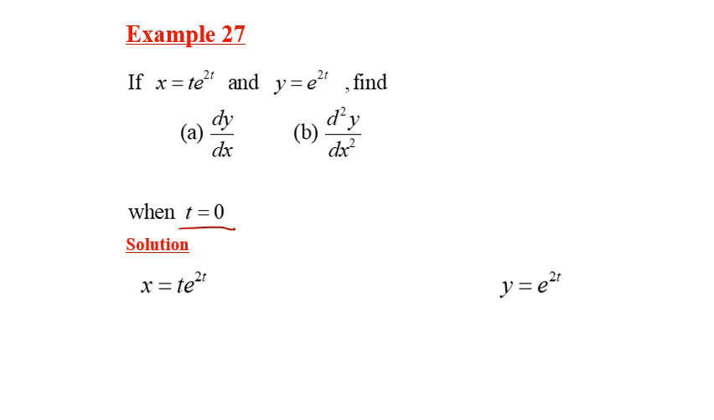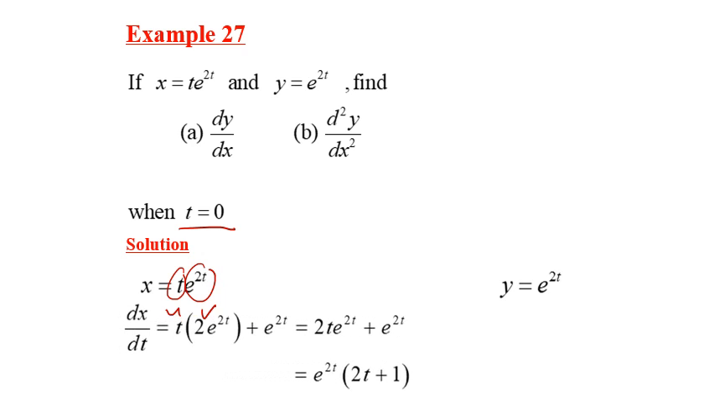So firstly, t e to the power of 2t. Remember, in this case we actually have two terms, so you have to apply the product rule. We know u is t, so u prime is 1, v is e to the 2t, so v prime is e to the 2t times 2, so we got 2e to the 2t. So we apply u v prime plus v u prime, so that's what we get.